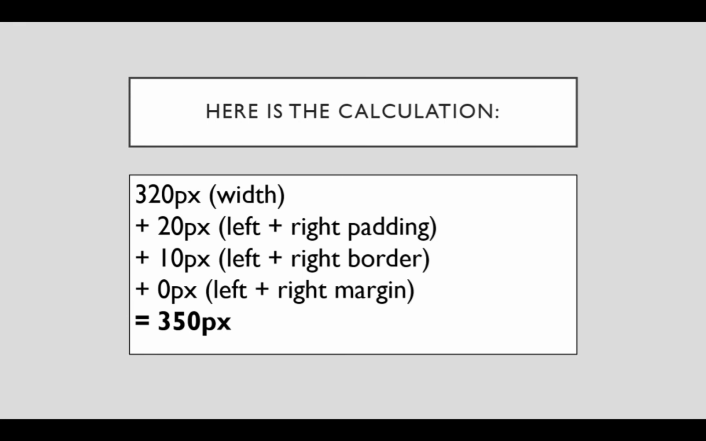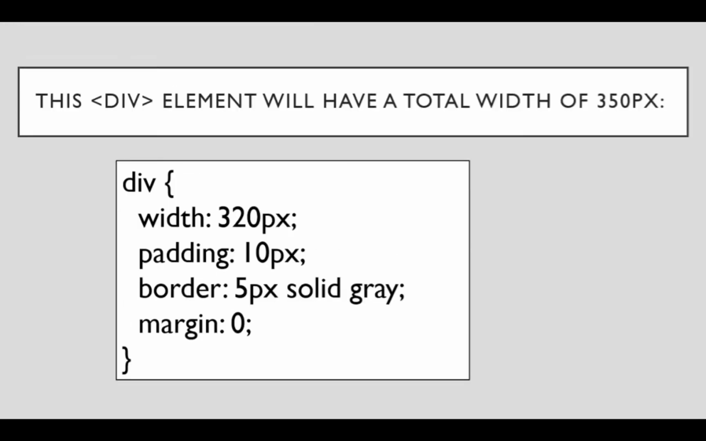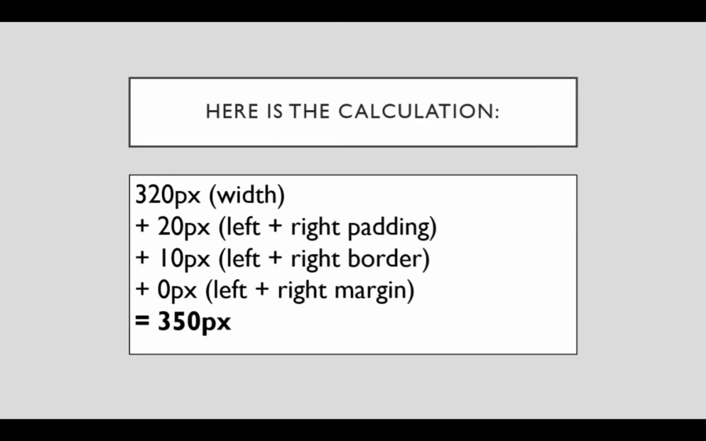Here we calculate like this: 320 pixels of width, plus left and right padding, plus left and right border, plus left and right margin. Here we have the padding as 10 pixels, so right and left will be 20, and the border is 5, so right and left will be 10. So calculating it all: 320 plus 20 is 340, and 340 plus 10 is 350.